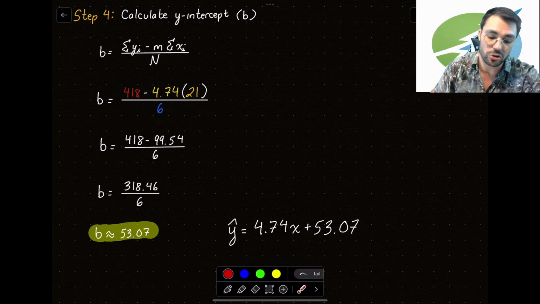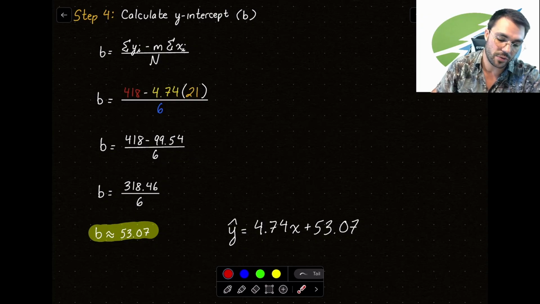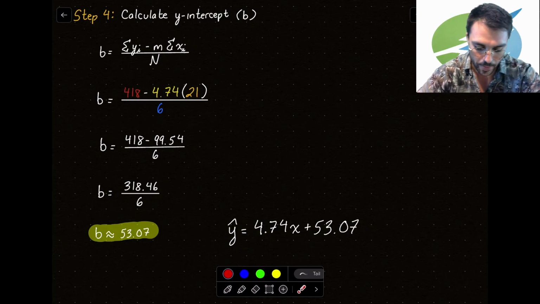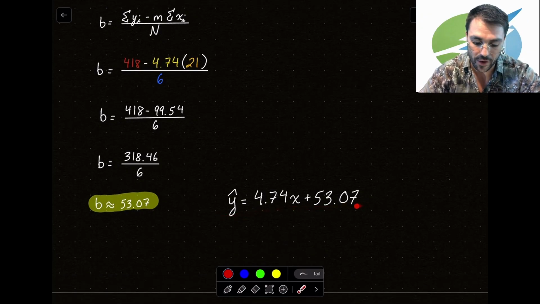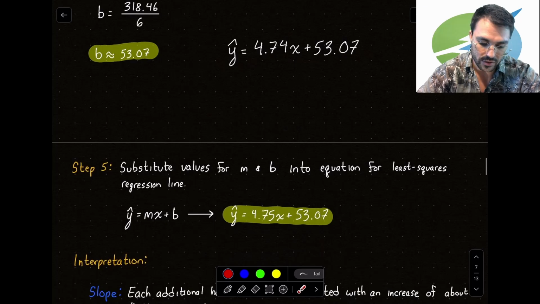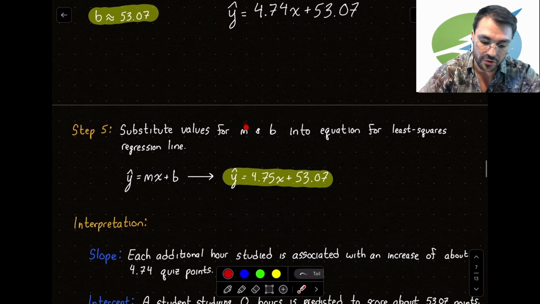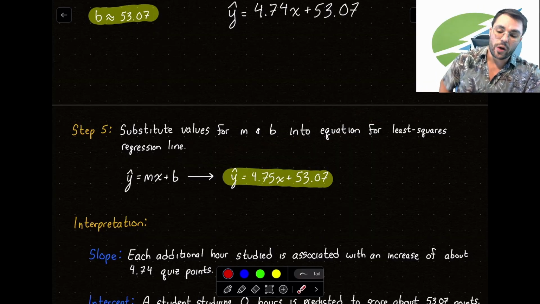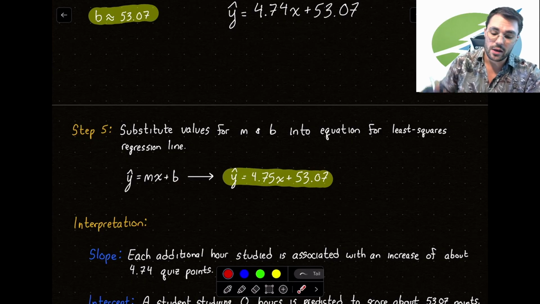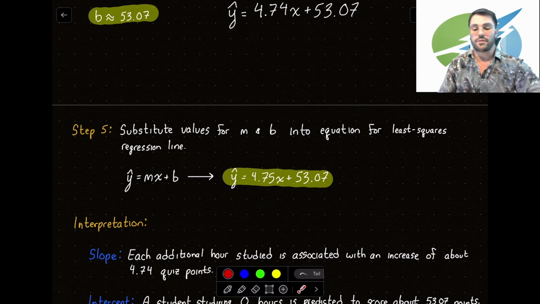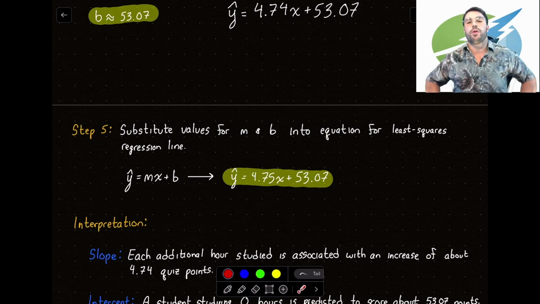Again, it's okay to round to 2 decimal places. I got approximately 53.07. It was probably 53.06 repeated, but we don't need to write an infinite number of 6s out. So cool, that's it. And we found our line. Now step 5 and the final step: substitute values for m and b into the equation for the least squares regression line. m is 4.75, b is 53.07. The least squares regression line for the given data is y hat equals 4.75x plus 53.07.